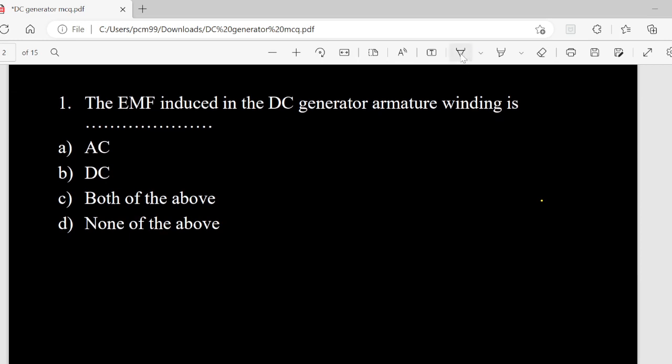Question number one: the EMF induced in the DC generator armature winding is option A AC, option B DC, option C both of the above, and option D none of the above. The output of the DC generator is DC, but the output of the armature is always AC. So the correct answer is option A.